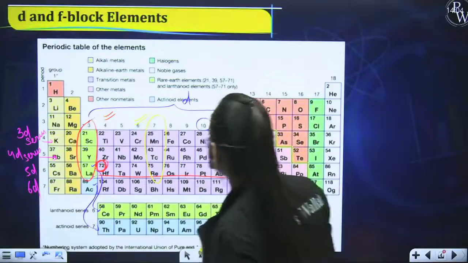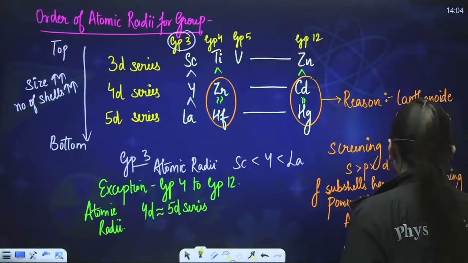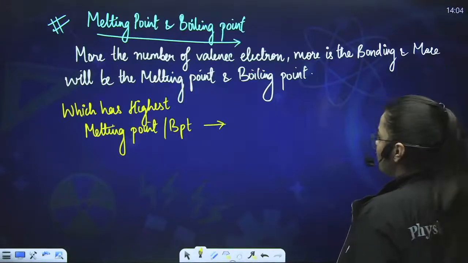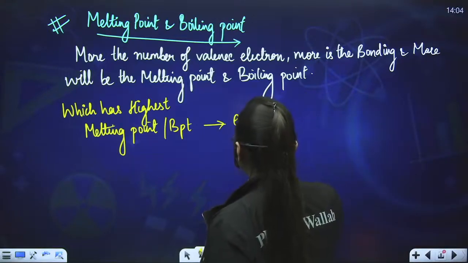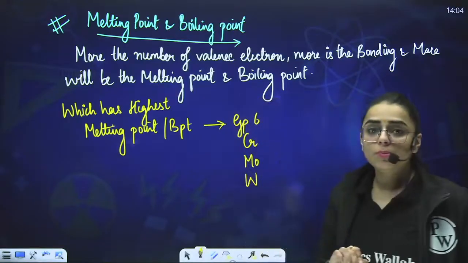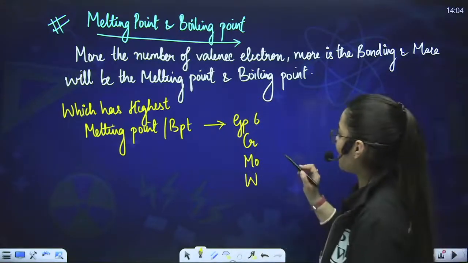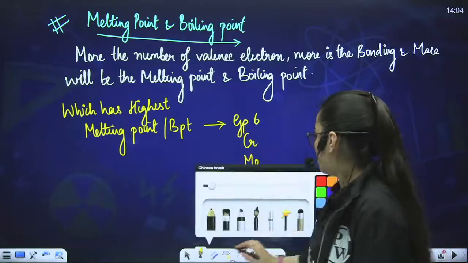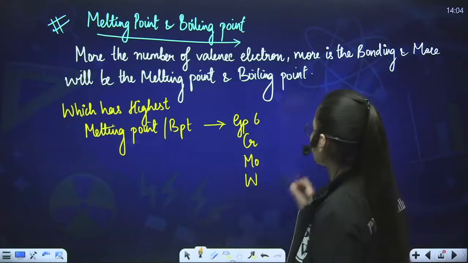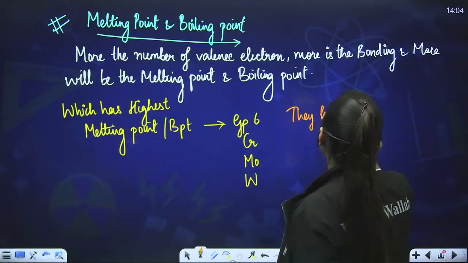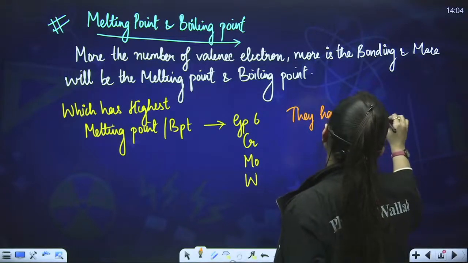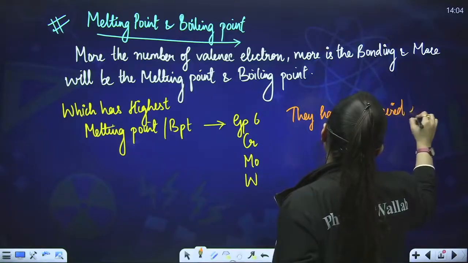Group number 6 has the highest melting and boiling point. I'll tell you the reason why. You can mention it over here, that group number 6 elements, that is chromium, then we have molybdenum, and then we have tungsten. Chromium, molybdenum and tungsten, they have the highest melting and boiling point. What is the reason over here? Because they have 6 unpaired electrons over there, which are highest.